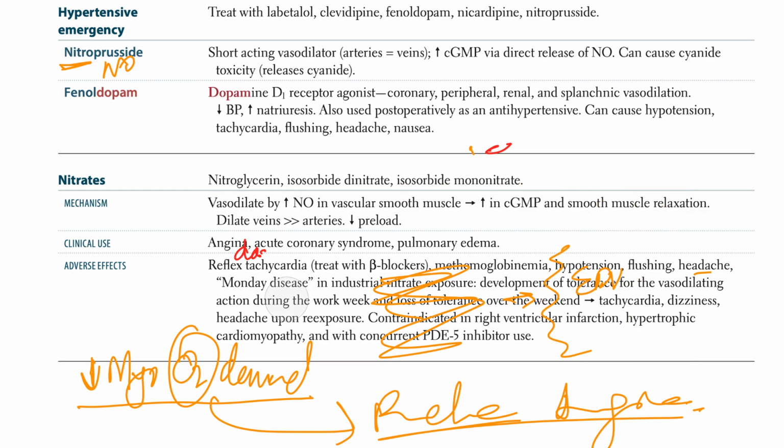Let me erase this. One more point is that they are all metabolized. These nitrates are metabolized to nitric oxide and S-nitrosothiol. We already know nitric oxide, right? And the new thing is S-nitrosothiol.